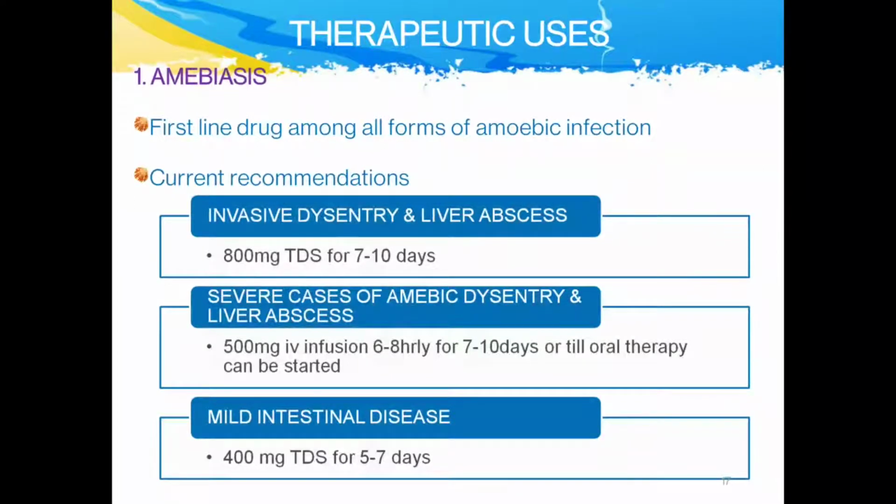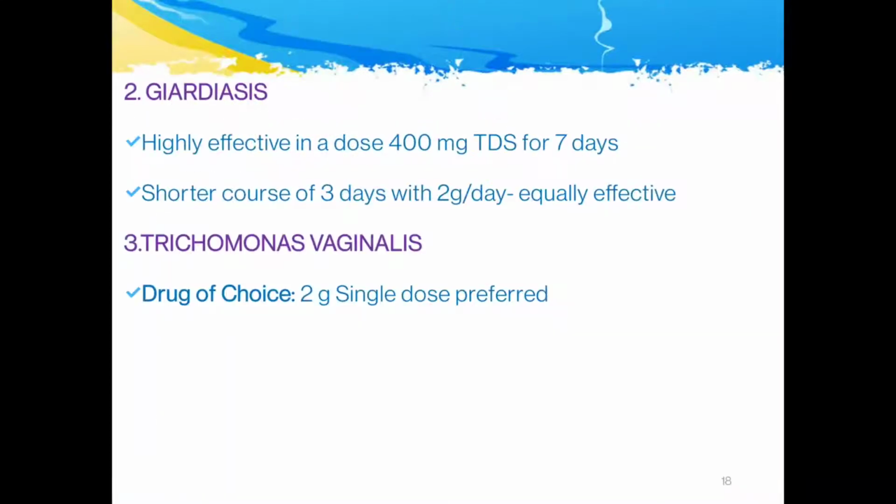Severe case of amoebic dysentery or liver abscess: 500 mg IV infusion every 6 to 8 hours for 7 to 10 days or till oral therapy can be started. Mild intestinal disease: 400 mg TDS for 5 to 7 days. In giardiasis it is highly effective in a dose of 400 mg TDS for 7 days. A shorter course of 3 days with 2 grams per day is equally effective. In Trichomonas vaginalis, the drug of choice is a 2 gram single dose preferred.